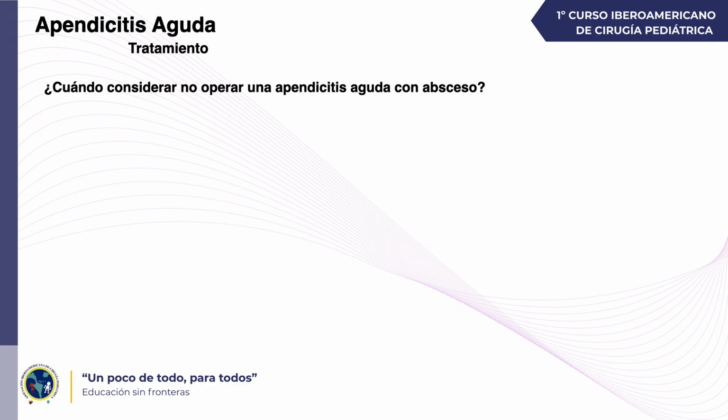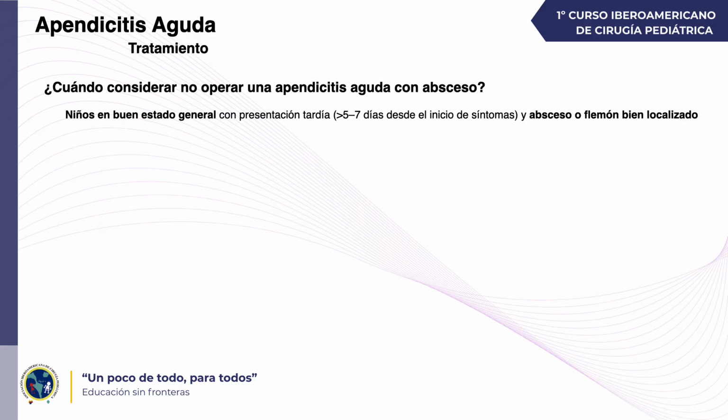and this brings us to when we should consider not operating in cases of acute appendicitis with abscesses. Usually in children that are in good condition with a late presentation, more than 5 to 7 days when they come to the ER, and have a well-localized abscess or phlegmon, and they are started on antibiotics, and you have availability of percutaneous drainage with a radiologist, we can consider it for abscesses that are larger than 3 to 4 centimeters. Usually when they are smaller, maybe we will operate on them, or maybe we will try just antibiotics to see if they resolve the abscess.